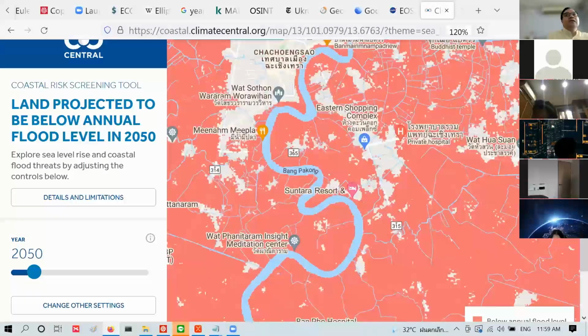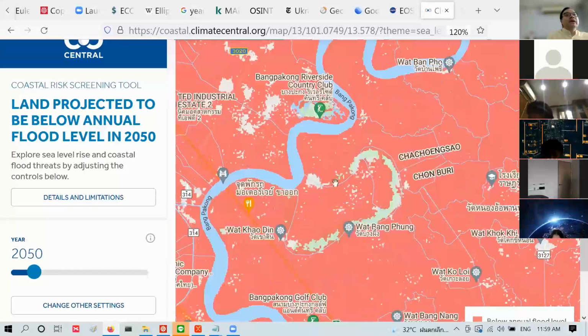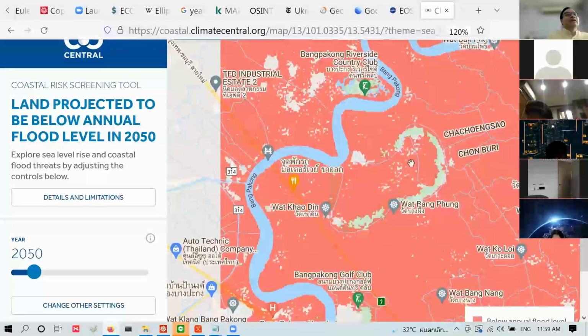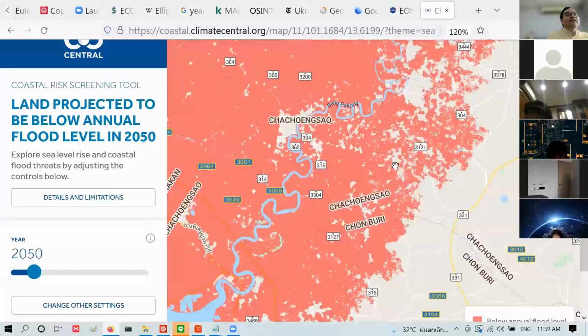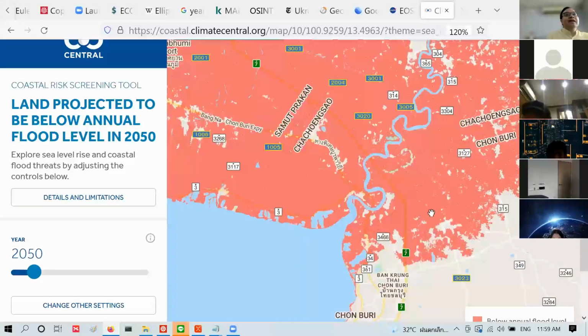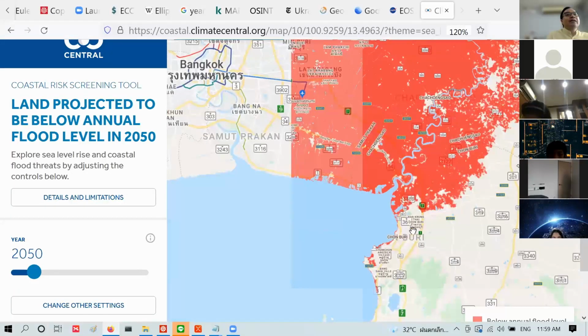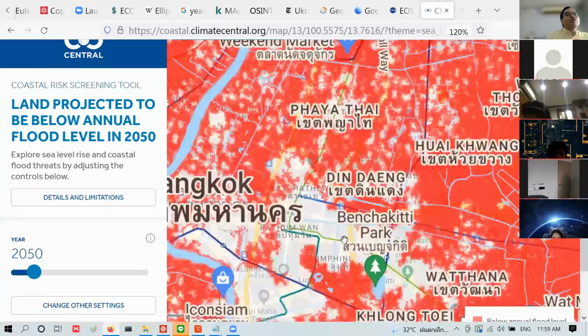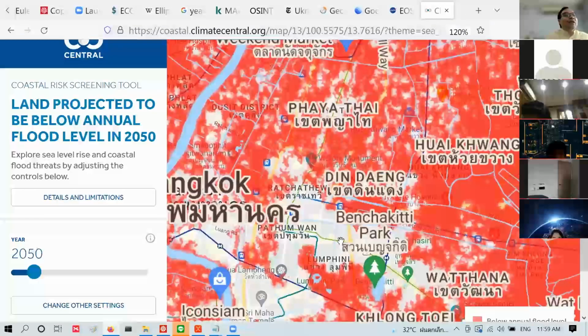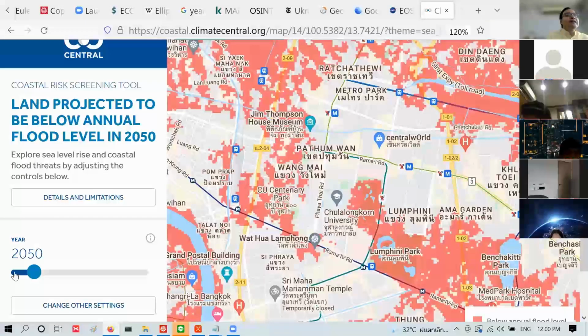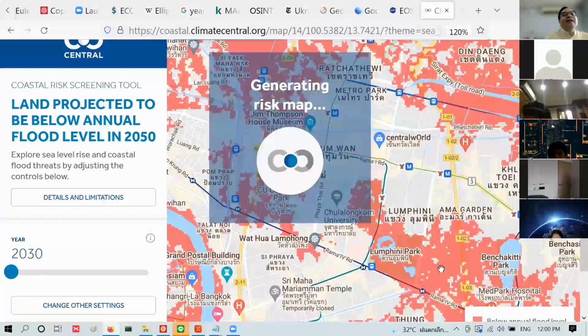Where are we? Okay, so Bangkok, all this, sorry, this is where we are. Huai Khwang, Din Daeng, Benchakitti Park, okay, Hua Lamphong, that's closer. So this is Chulalongkorn University, right? So it doesn't look so bad right now. 2030, that's a few years' time. This thing will be underwater. I don't mean underwater literally, I mean the level of seawater. This is the level of seawater rise.